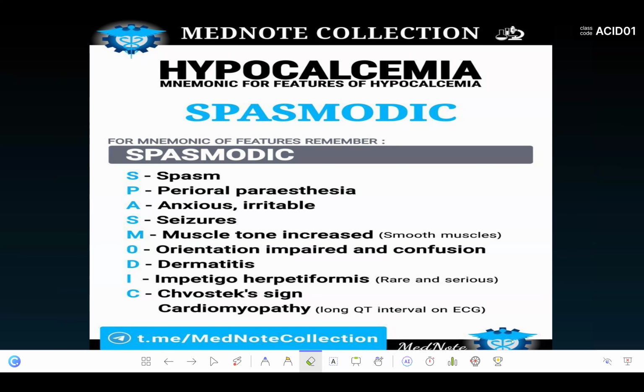O is for orientation impaired and confusion, altered mental status. D is dermatitis. I is impetigo, which is rare and serious in that. C is Chvostek's sign, which is where you tap on that facial nerve and you can see a spasm in the face. And also cardiomyopathy, which includes long QT interval on the ECG.